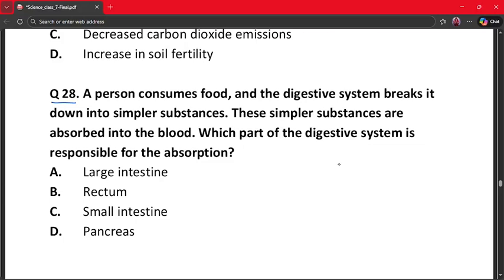The correct answer is small intestine, because digestion breaks food into simple substances and absorption happens after the digestion. The small intestine has villi for absorption. So nutrients enter the blood here. Thus option C is the correct answer.